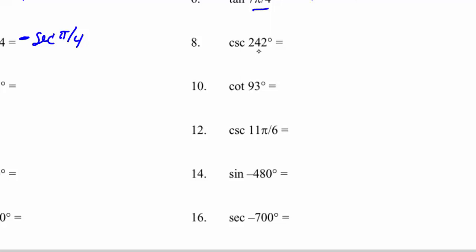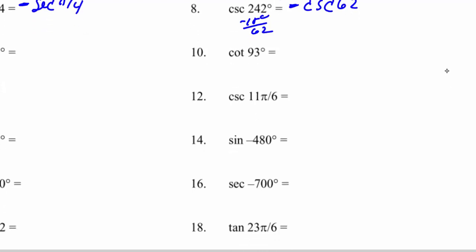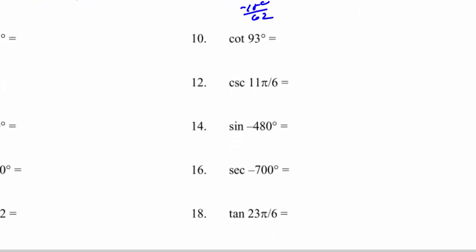Cosecant of 242. So you got to figure out what quadrant that's in. So if you subtract 180, you get 62. So this is related to the cosecant of 62. Now in that quadrant, we have to have a negative because it's in the third quadrant.